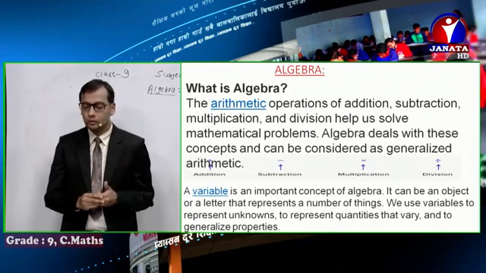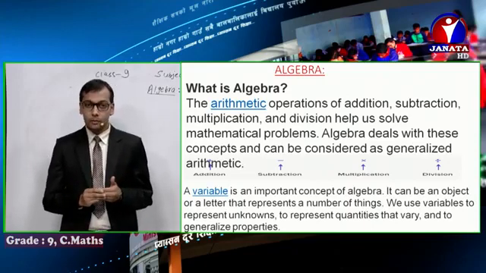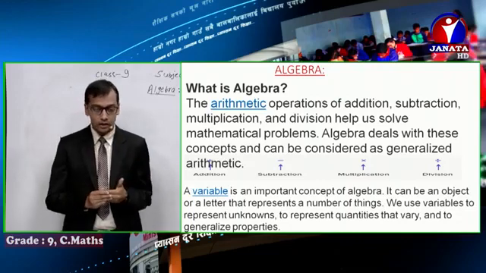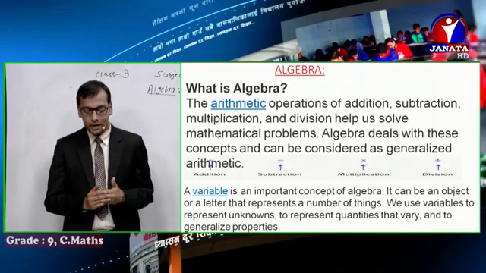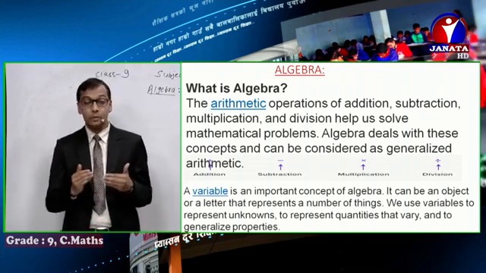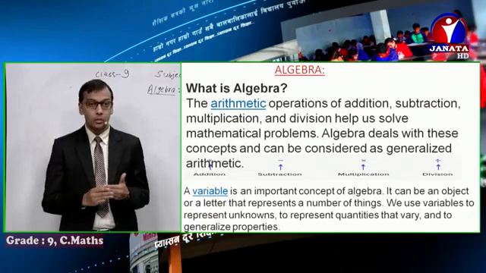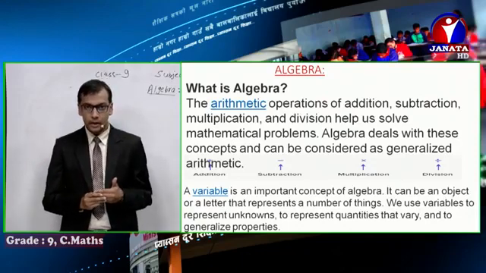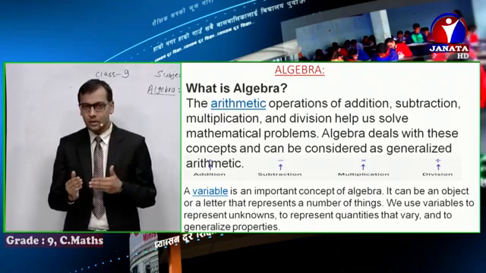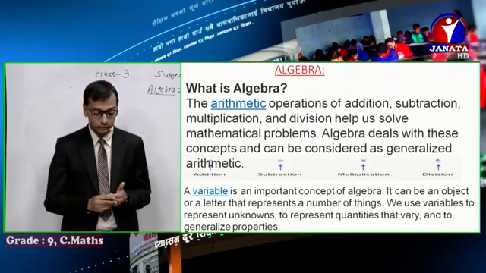It talks about mathematical operations. There are different operations in math: addition, subtraction, multiplication and division, and with the help of these mathematical operations we solve mathematical problems. And there is a connection of algebra with other parts of mathematics as well.